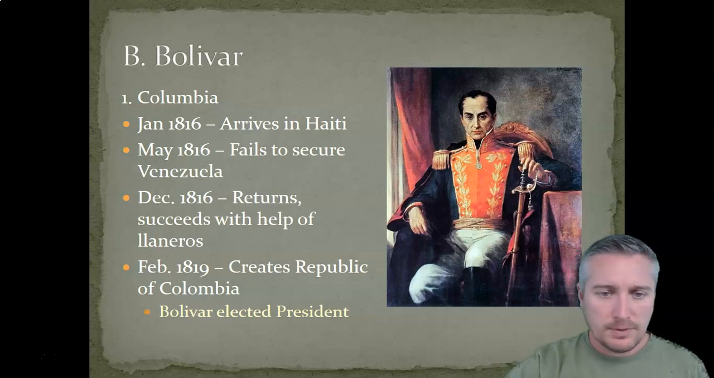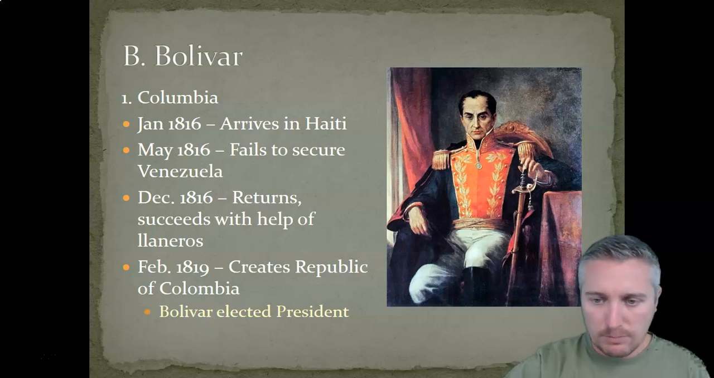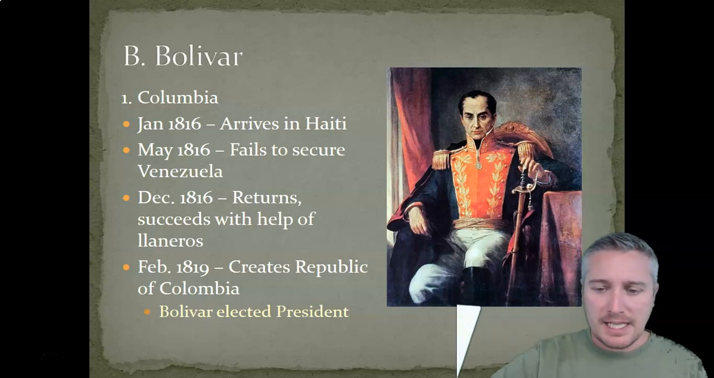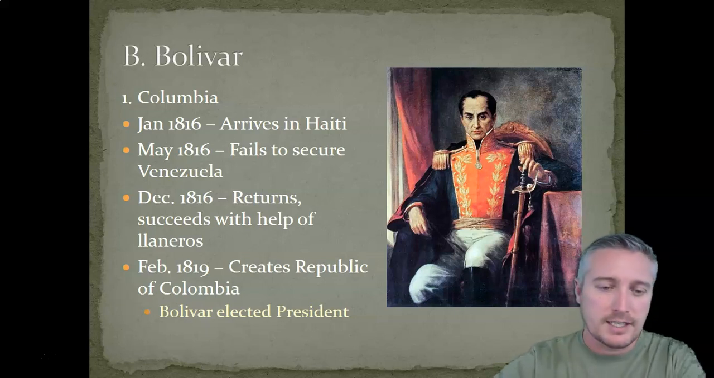So with the help of the Llaneros and the countryside, those cowboys, he is able to liberate most of Colombia, and in 1819 they create the Republic of Colombia with Bolivar elected as president, named General Commander-in-Chief. The nation of New Granada, he's not done at this point, and this is going to be part of Bolivar's undoing eventually, is that, even though he's named leader in these places, he takes off to continue his liberation of the rest of the continent.